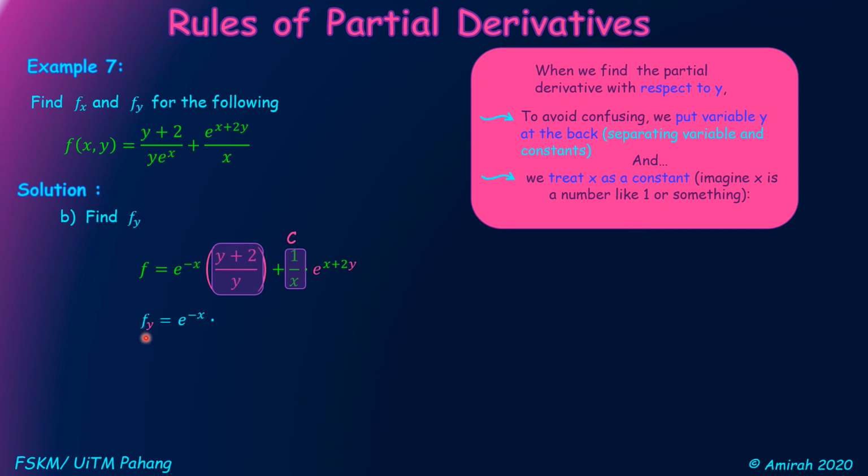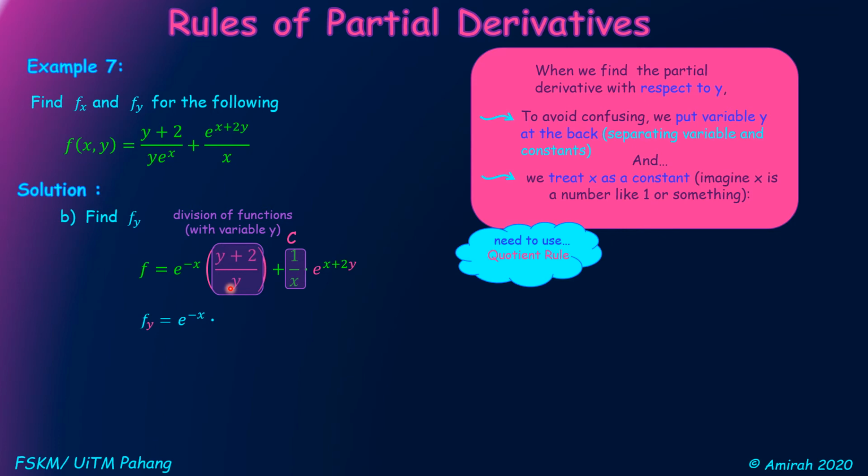Now we want to differentiate with respect to y. We have variable y in numerator and variable y in denominator. So this is division of functions with variable y. To differentiate this function, we need to use the quotient rule. When we use the quotient rule, we need to identify u and v. u equals the function in the numerator, which is y plus 2, and v equals the function in the denominator, which is y.